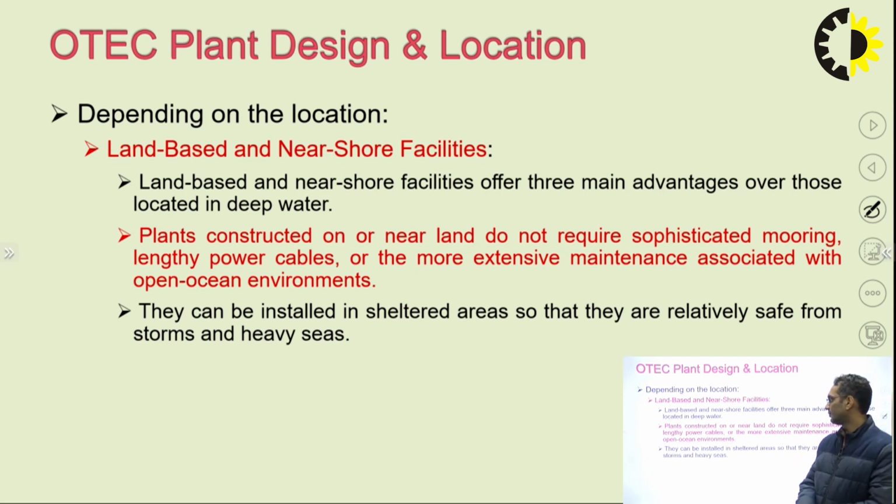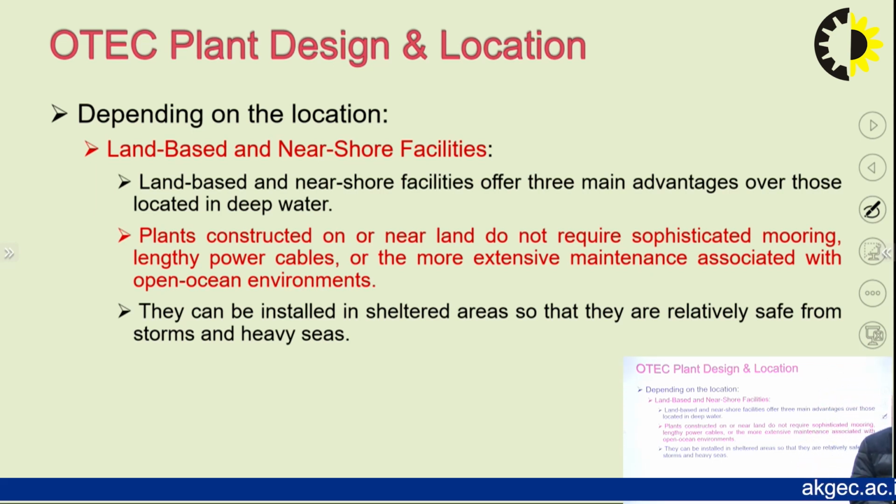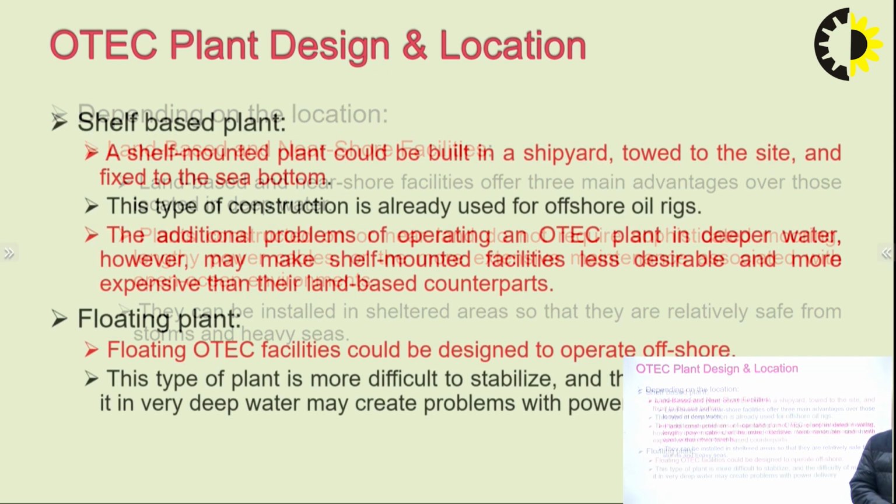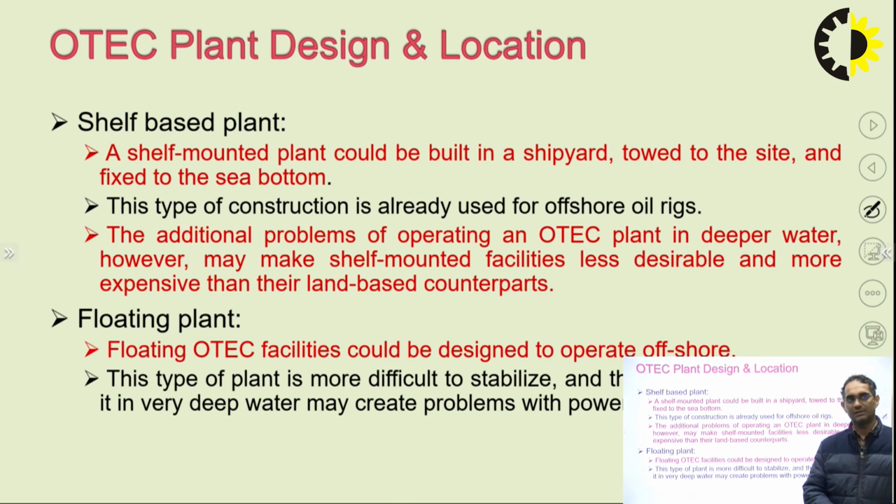Land-based and near-shore facilities offer three main advantages over those located in deep water. Plants constructed on or near land do not require sophisticated mooring, lengthy power cables, or the more extensive maintenance associated with open ocean environments, and they can be installed in sheltered areas so that they are relatively safe from storms and heavy seas. Then these are the shelf-based plants.